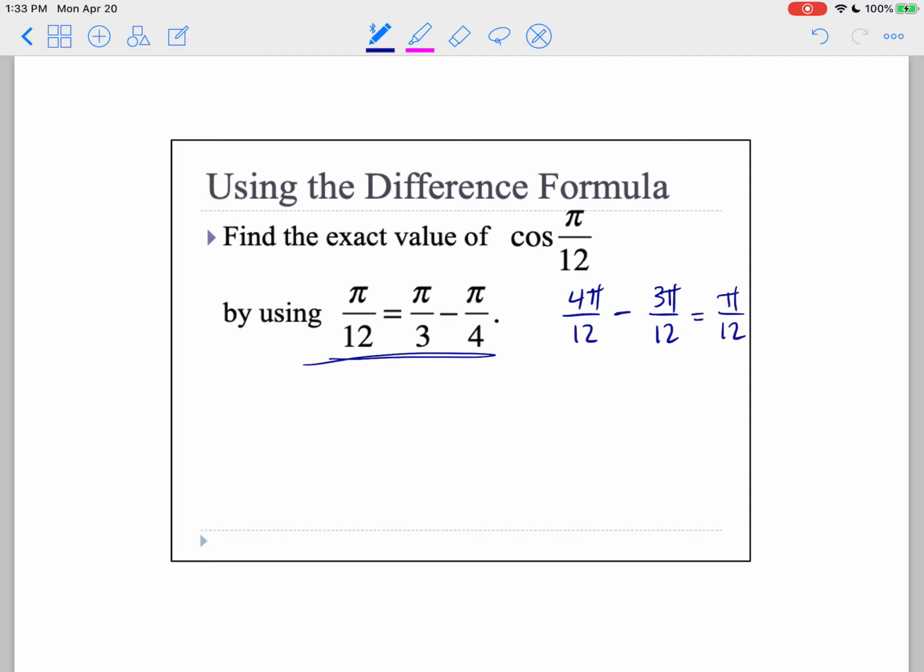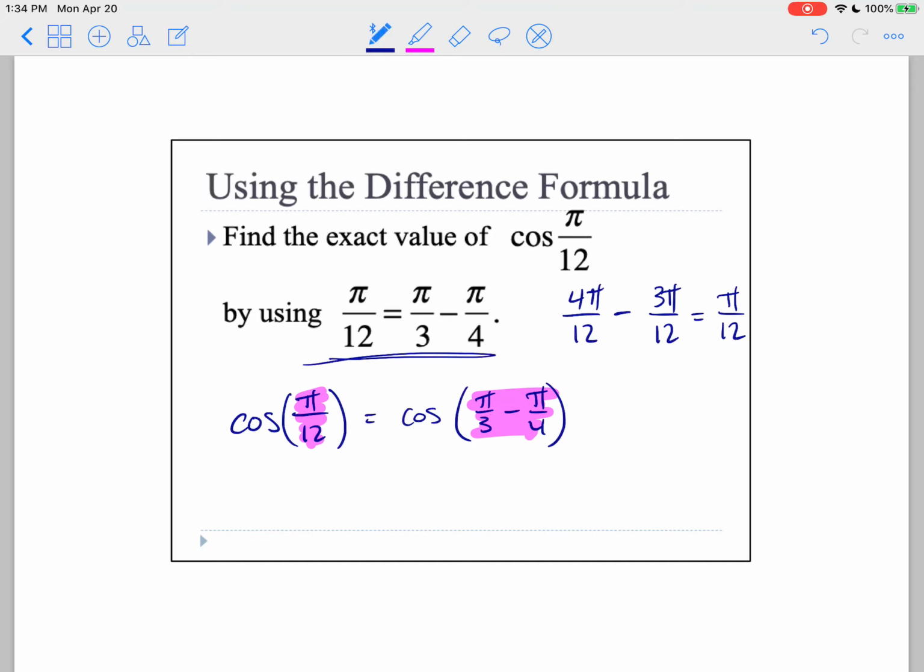And if I use that difference, I can now use the difference formula and write cosine of pi over 12 as cosine of pi over 3 minus pi over 4. So notice here that it's the pi over 12 that became this. That's the only thing that changed between the left side and the right side of that equation. But we know that those are the same value. They're not even different. So the equal sign still holds true.